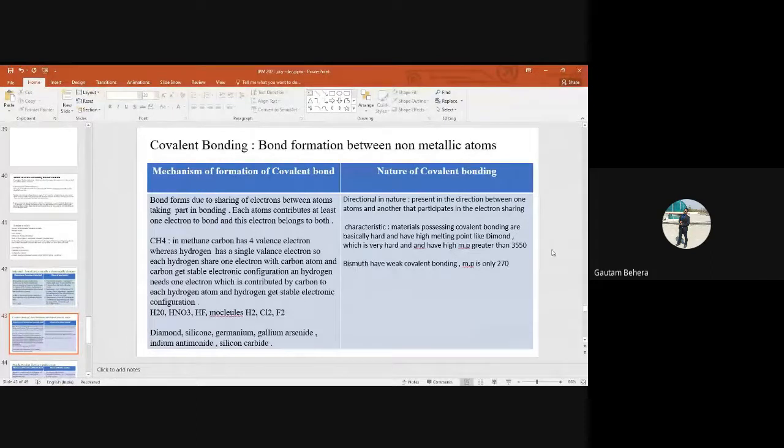So you can say covalent bonding also depends upon the type of material. In certain kinds of materials, if covalent bonding is there, they have a high melting point and high hardness. But in certain materials, they are weaker, or they basically have a low melting point.